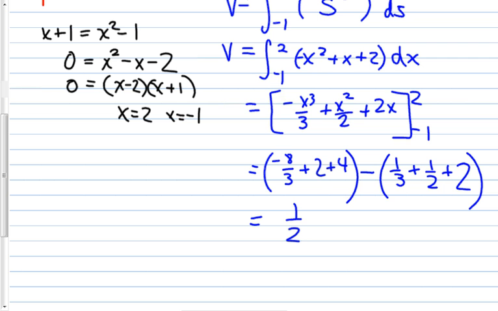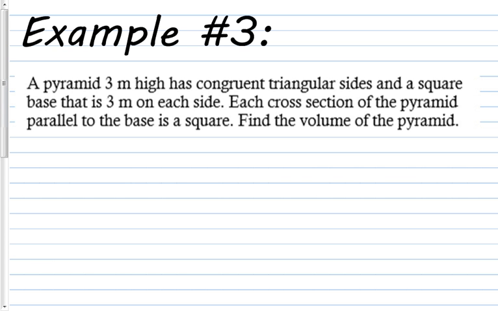All right, example 3. A pyramid 3 meters high has congruent triangular sides and a square base that is 3 meters on each side. Each cross section of the pyramid parallel to the base is a square. So kind of like example 1. Find the volume of the pyramid. Okay, so here I don't have an equation, so we're going to have to kind of figure this out on our own.